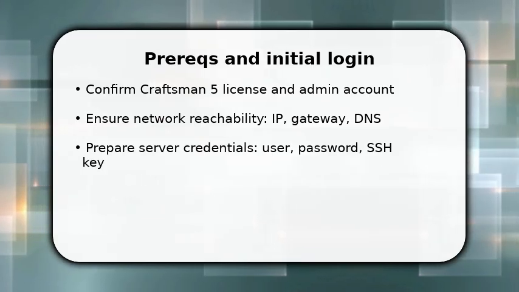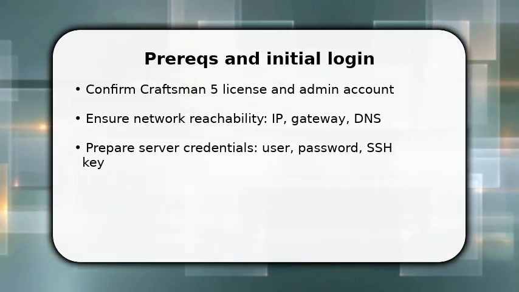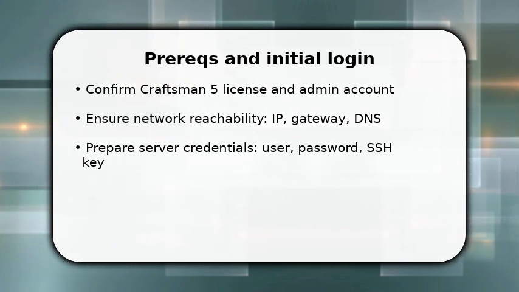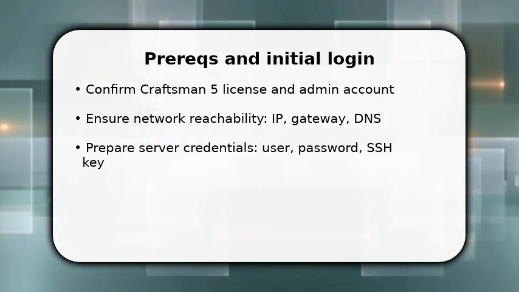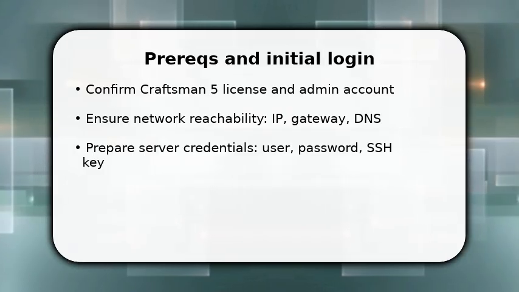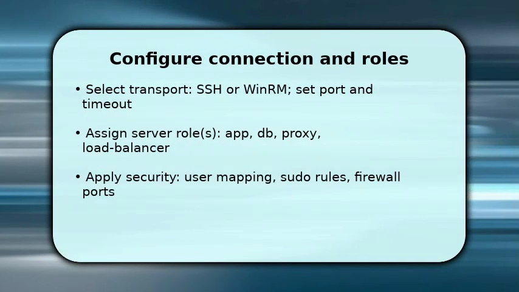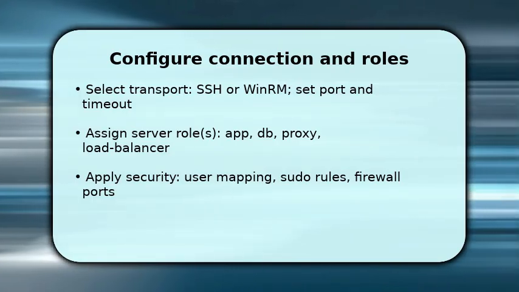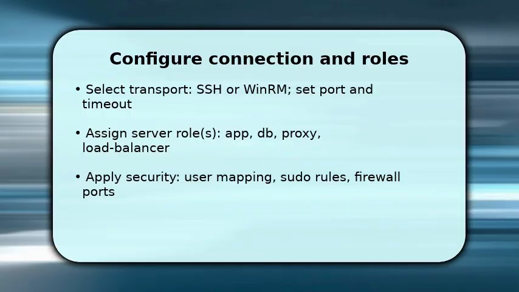Now open Craftsman 5 Management Console and choose Add Server to begin the onboarding wizard. You now configure the connection and map roles so the server performs correctly. Choose Transport, SSH for Linux or WinRM for Windows, specify port and increase timeout for slow links, and test the connection. Then assign one or more roles such as Application, Database, or Load Balancer. This tells Craftsman which services to deploy.